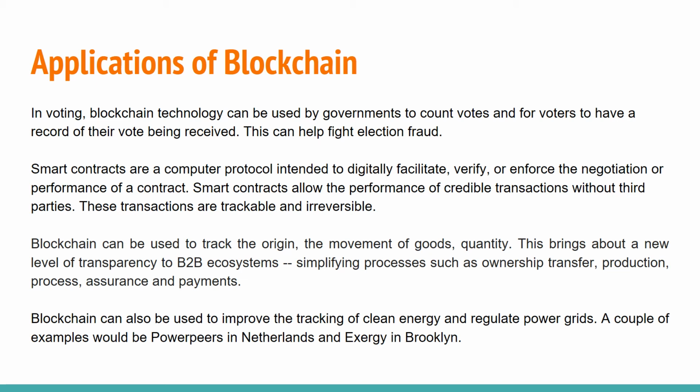Blockchains can be used to track the origin and movement of goods, the quantity of goods, and really anything else having to do with a business transaction. This brings about a new level of transparency in business-to-business ecosystems, simplifying processes such as ownership transfer, production process assurance, and payments. Blockchain can also be used to improve the tracking of clean energy and regulate power grids. A couple of examples of this would be Power Peers in the Netherlands and Exergy in Brooklyn.